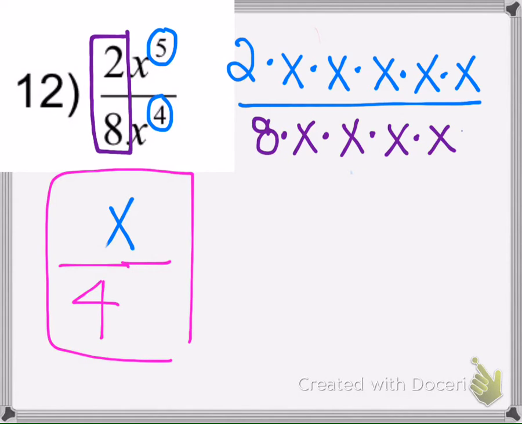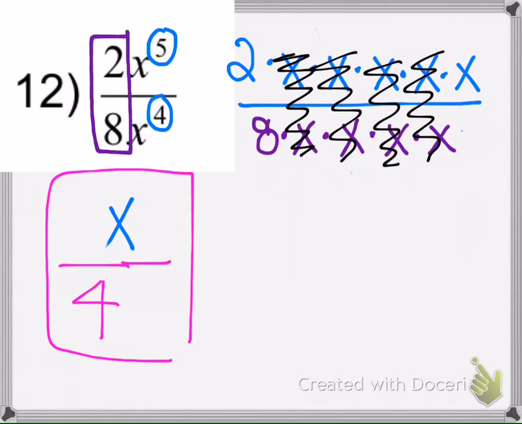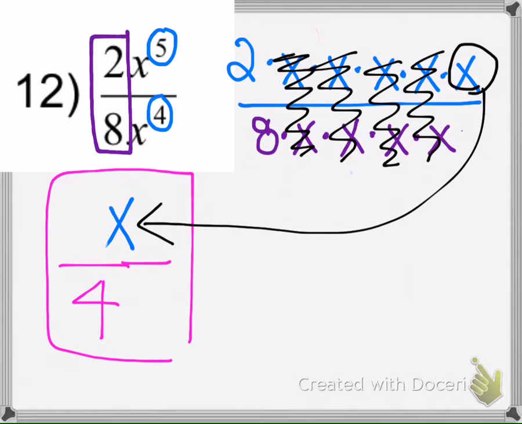So if we forget that we should subtract the exponents, again, this is what the problem looks like if we write it out, and you would see that there's only an x, and that's where this came from, and then the 2/8 again is 1/4.